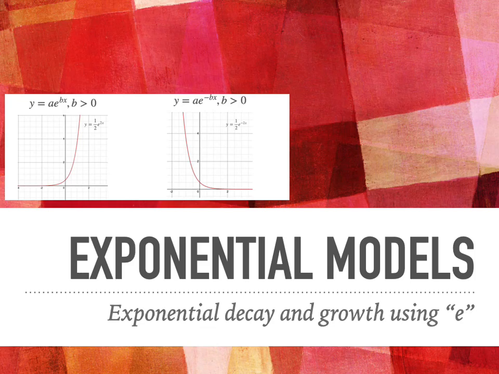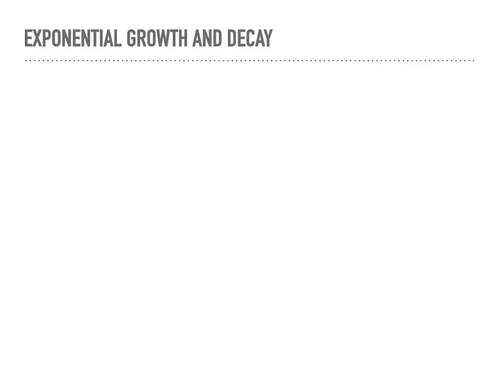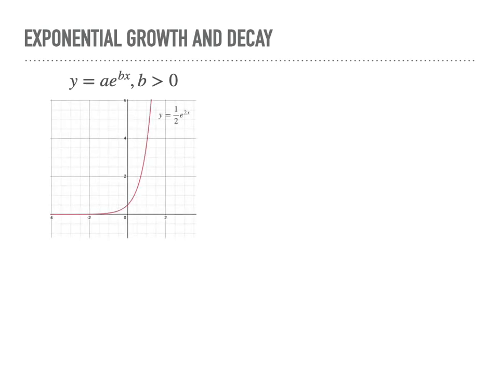Today we're going to be talking about exponential functions and modeling them using the special term e, which I don't think I've really talked a lot about on my channel, so I'm really excited to be diving into this. So the model for exponential growth is y equals a times e to the power of bx, where b is considered greater than 0. And here's an example of an exponential growth model.